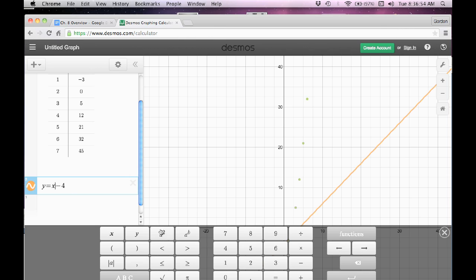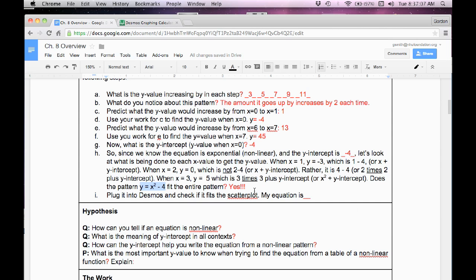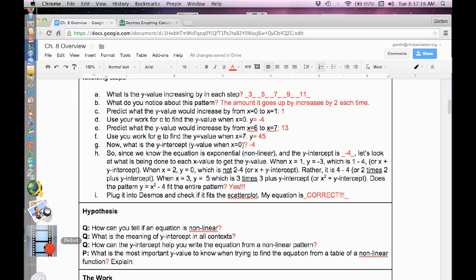And it would help to have that. And zoom out a little bit. And look at that. Every one of these dots fits perfectly. So it fits. My equation is correct. All right. Cool. That's it for the methods.